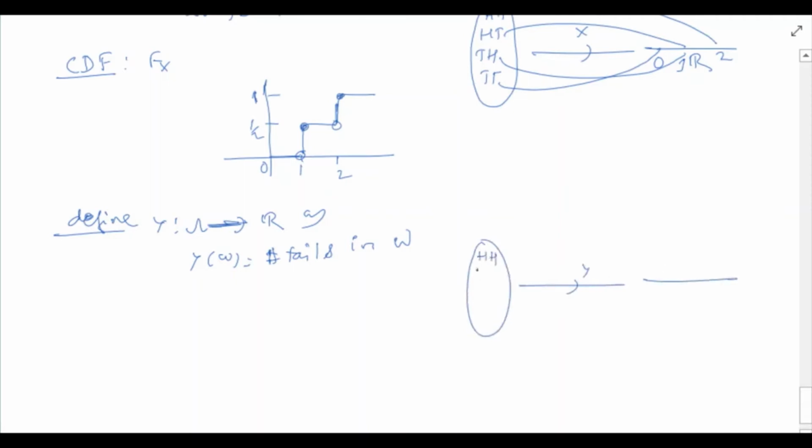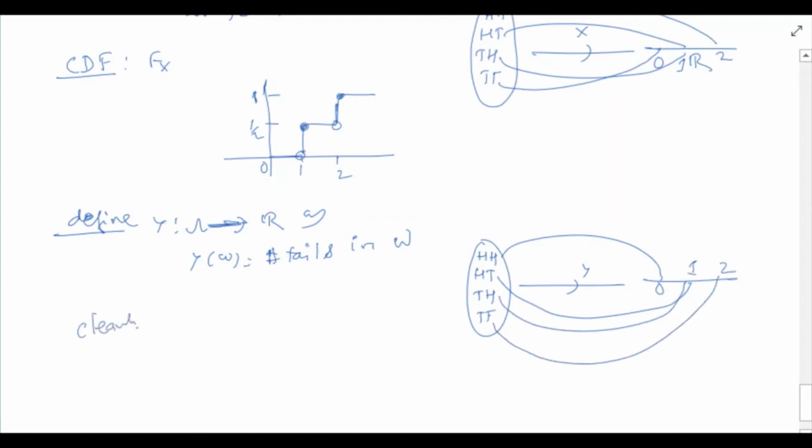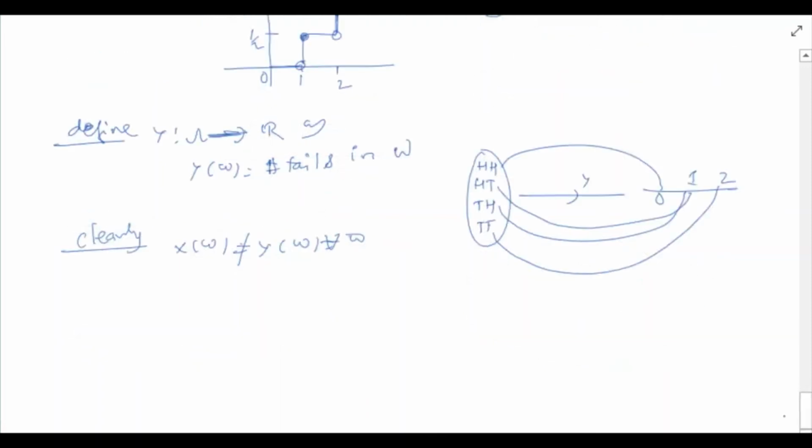Its domain is same as that of X, but it maps HH to 0, HT and TH to 1, and TT to 2. Clearly, X(omega) is not same as Y(omega) for all omega. This means X is not same as Y. The random variables X and Y are different.